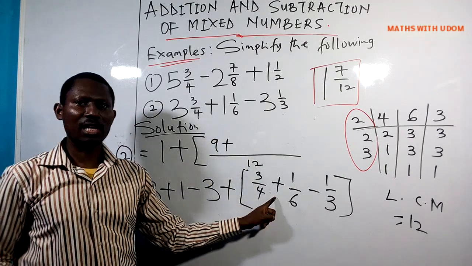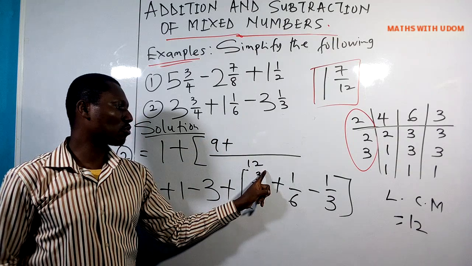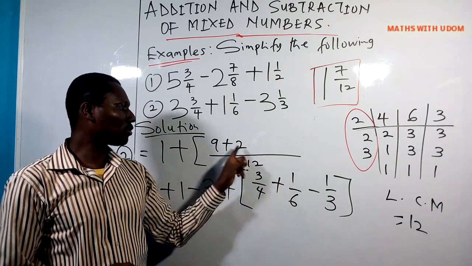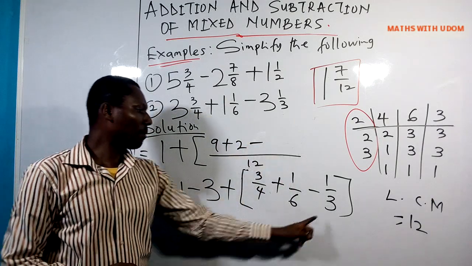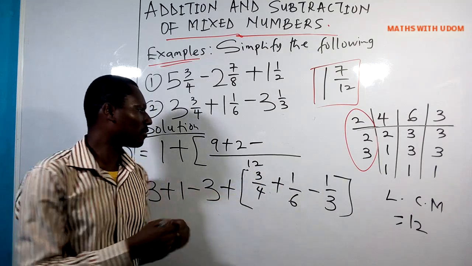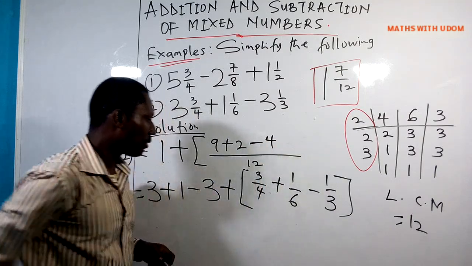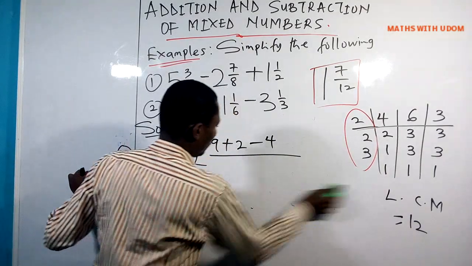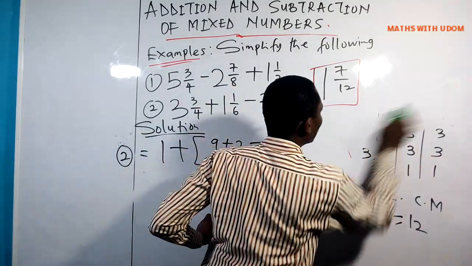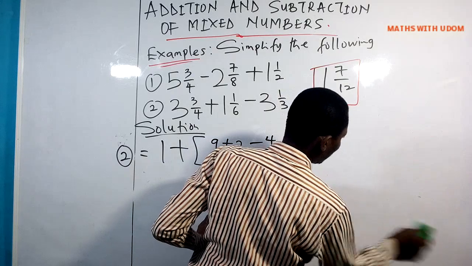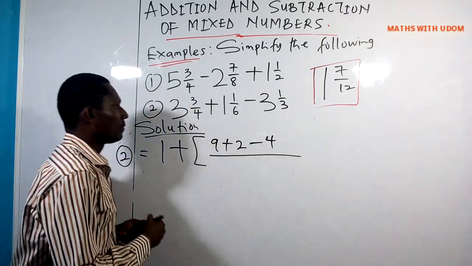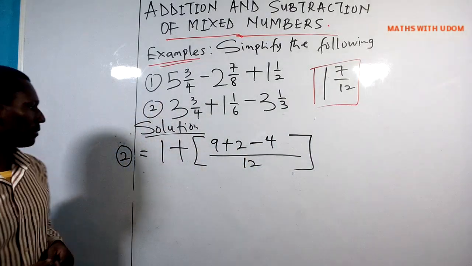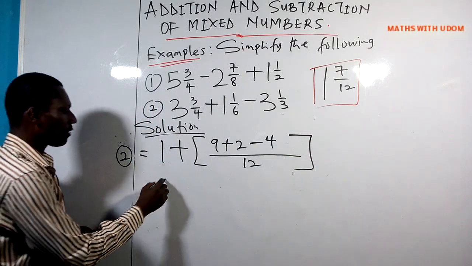Plus, because this is a plus sign, okay? 6 in 12 is 2. 2 times 1 is 2. Minus, how many 3 can go in 12? 4. 4 times 1 is 4. Okay, so we close the brackets and proceed. Over 12, right? Our LCM was 12. Okay. So we have 1 plus.